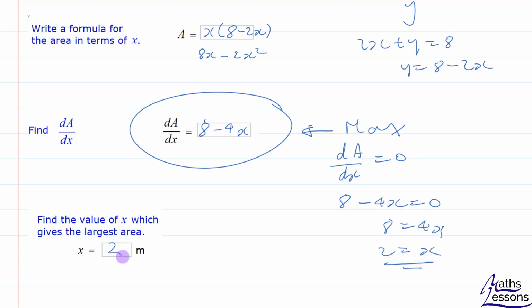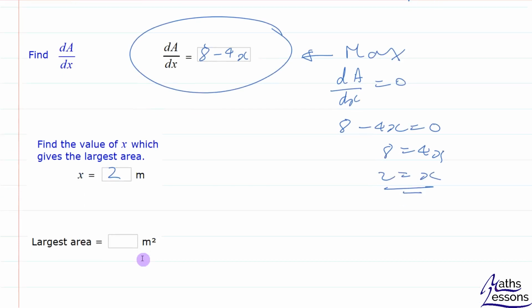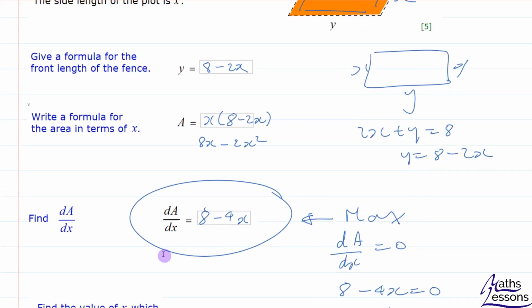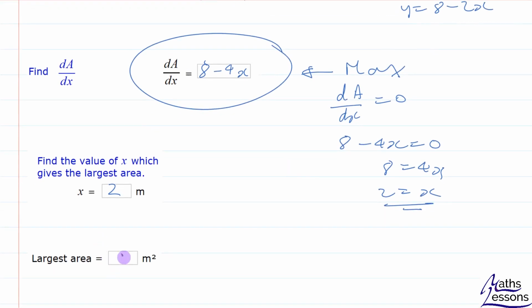That gives you the x that gives you the largest area, but the question is always, what is the largest area? So we have to go back to the area formula up here. We know x equals 2, so 8 times 2 is 16. 2 squared is 4, times 2 is 8. So we've got 16 minus 8, which is just 8. So that is the largest area.